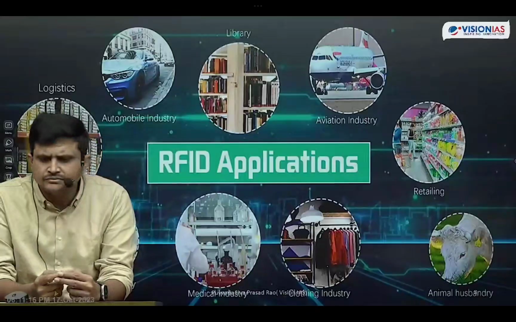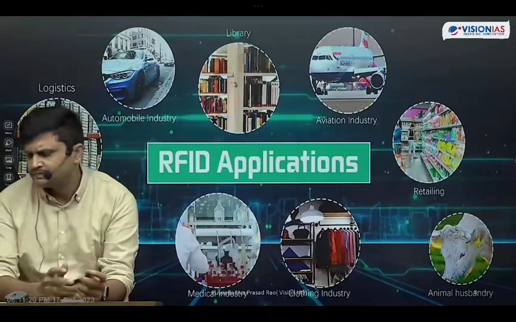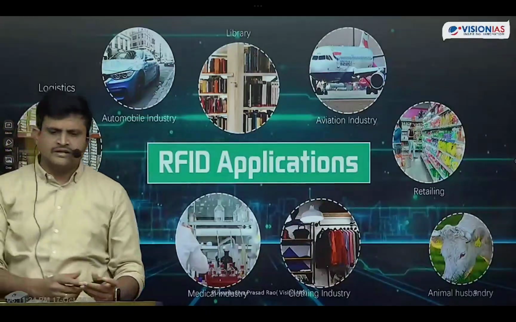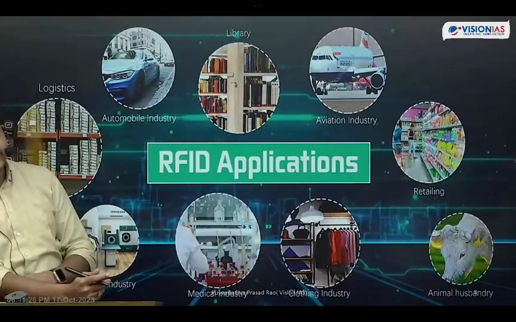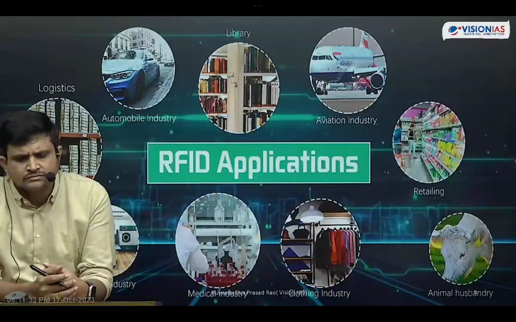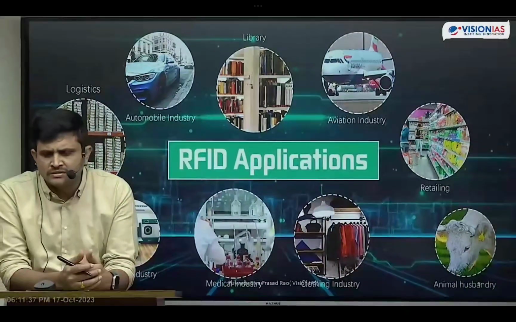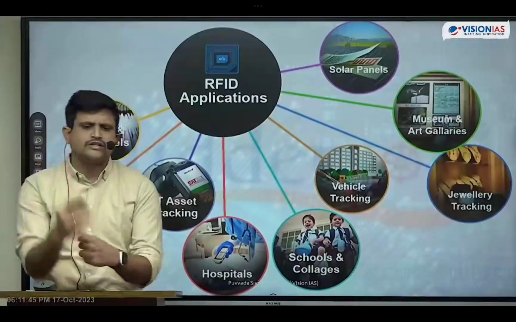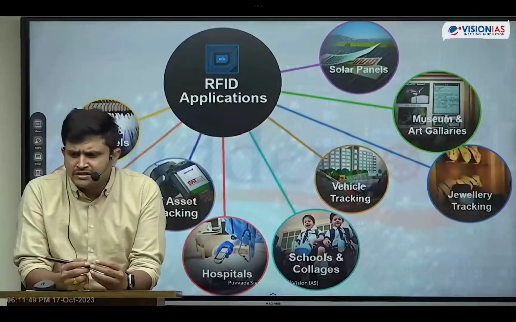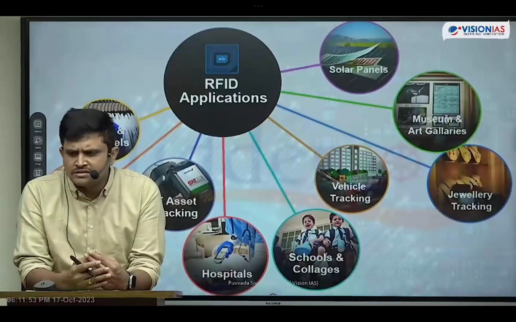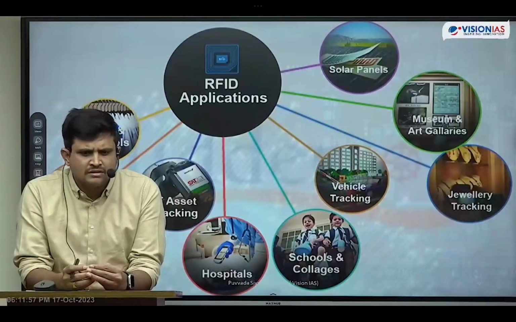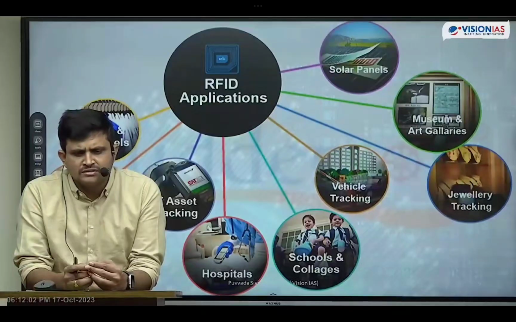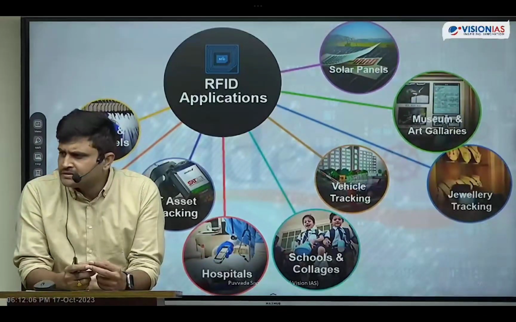Another one is tracking of each and every asset in retail shopping. Next one is in libraries. In libraries we can use these RFID tags. Next one is theft of children is controlled in India through RFID tags.